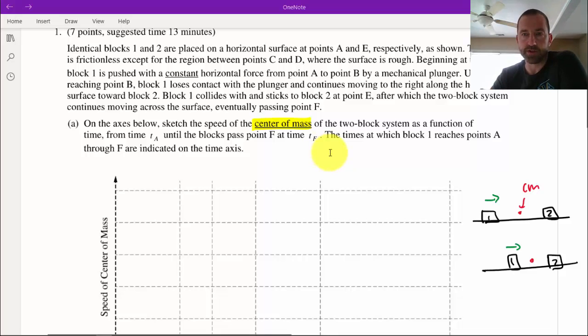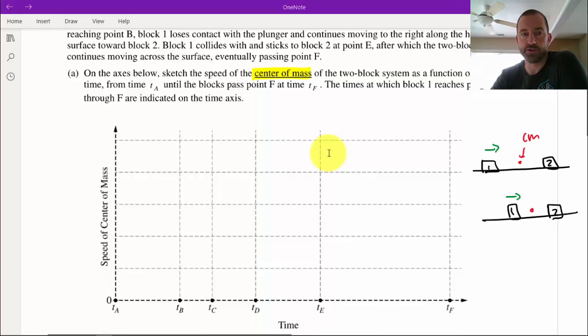So when the plunger pushes on the block, it should have a constant force acting on it, which means it should also have a constant acceleration on block 1. And as it accelerates over to the right, it's going to also accelerate the center of mass. So the velocity of the block is going to increase, but that means the velocity of the center of mass is going to increase as well. So it should kind of go up. Don't know exactly how much. Well, let's just label the graph first. How about we do that?